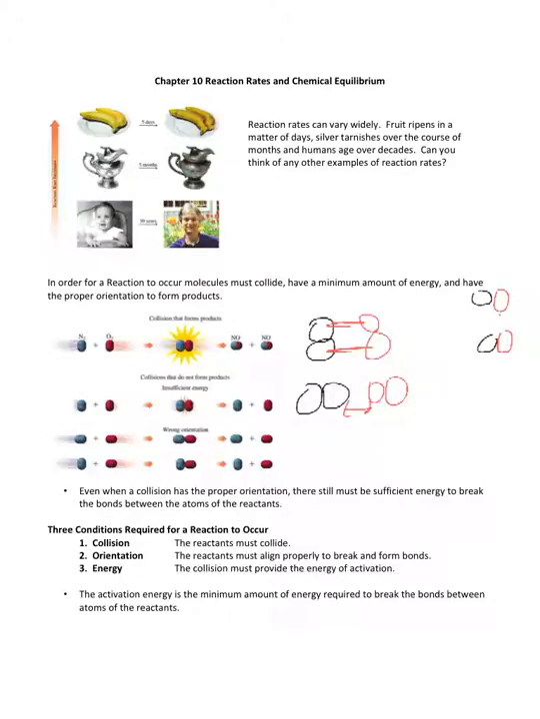The third and final very important condition is that there must be enough energy. So when the collision happens, they must hit hard enough and with enough force and energy to break the existing bonds and form new ones. So these three conditions are really important. If these three conditions are not met, there will be no reaction at all, and hence no reaction rate.